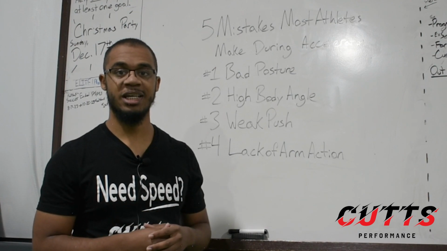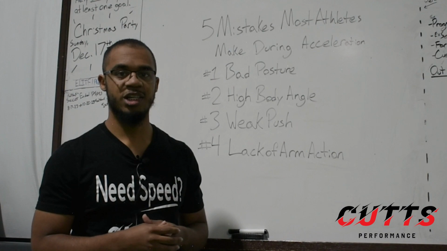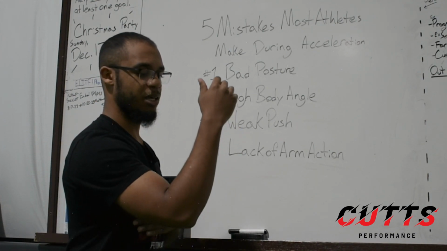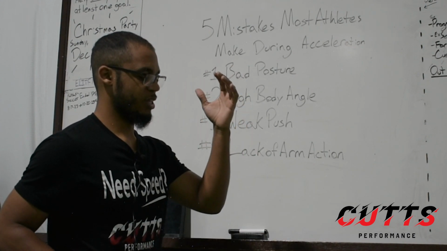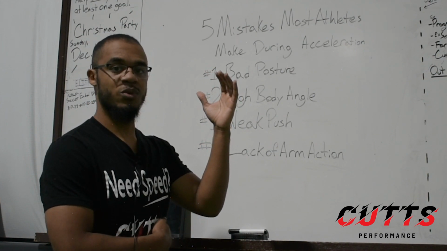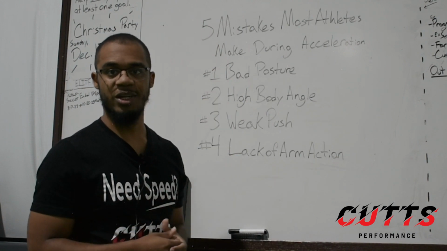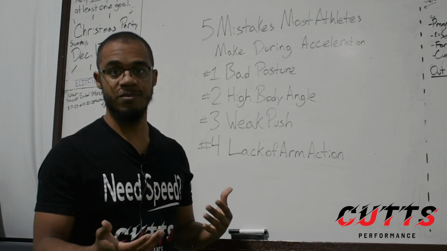So the fourth most common mistake we see here at Cuts Performance is having a lack of arm action. What we coach here at Cuts Performance is during sprinting, you want to make sure that your elbows clear and get past your rib cage. So with every single arm swing, you want to make sure that you're at least getting your elbows past your ribs, if not up to your shoulder height to over-exaggerate during certain sprinting drills and during acceleration and sprinting.